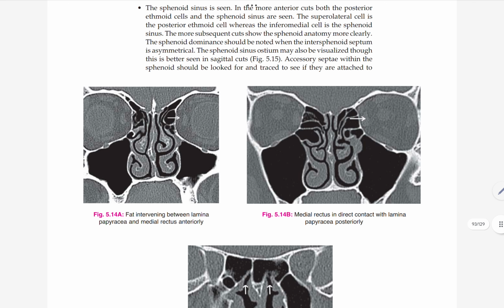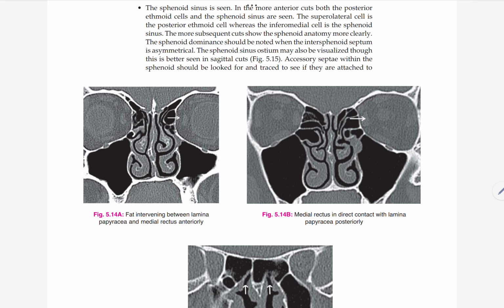The sphenoid sinus is seen in the more anterior cuts. Both the posterior ethmoid cells and the sphenoid sinus are seen. The superolateral cell is the posterior ethmoid cell, whereas the inferomedial cell is the sphenoid sinus. The more subsequent cuts show the sphenoid anatomy more clearly. Sphenoid dominance should be noted when the intersphenoid septum is asymmetrical.